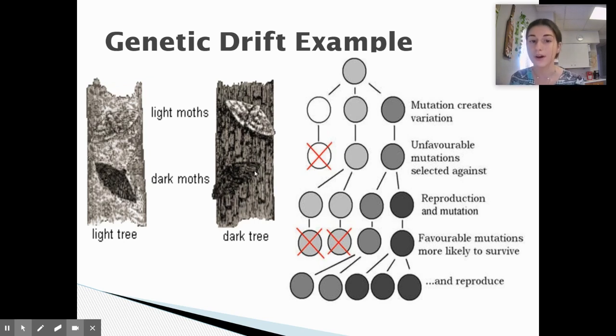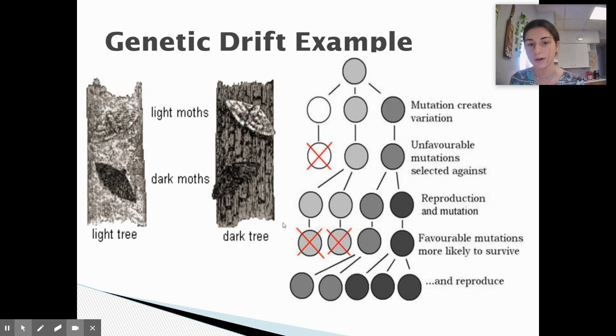Then, because the trees got darker, for the light moths that trait was unfavorable because the birds that eat the moth were able to more easily see these light-colored moths, and so they would eat those moths, and those moths would die, but the darker moths would survive and reproduce because they were able to blend into the tree better. So this is an unfavorable mutation, and it was selected against, which means that that trait did not make it to the next generations. So then, as you can see, the moths reproduce to the next generation.